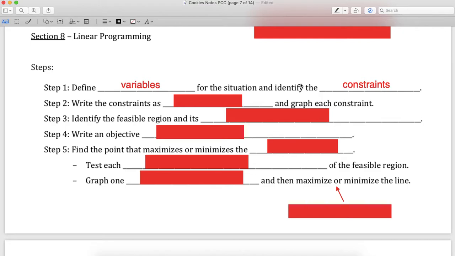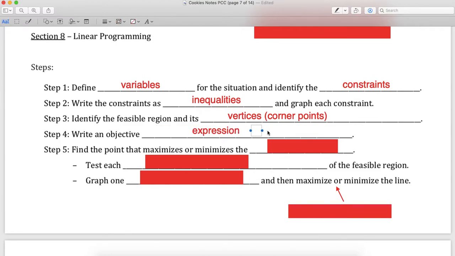Then once you've defined your variables and identified your constraints, you want to write the constraints as inequalities and then graph each of them. Once you've done that, you can identify the feasible region, which is where all of the constraints overlap, and you can also identify the vertices or the corner points on the feasible region. From there, if you haven't already, you can write an objective expression or equation.